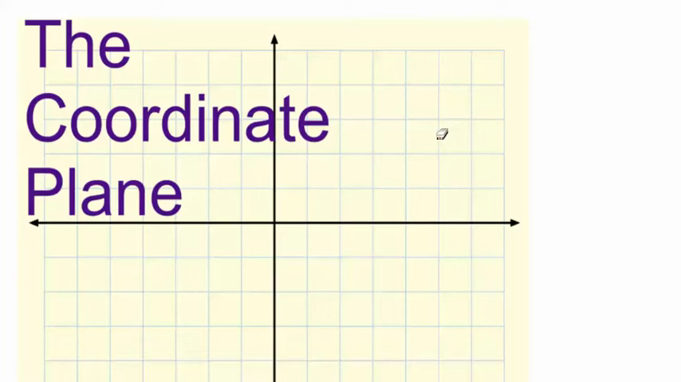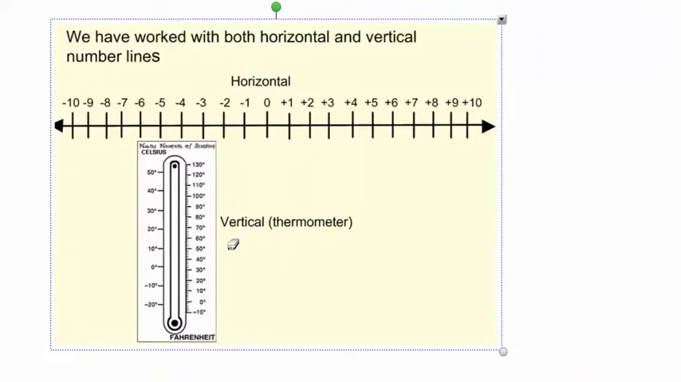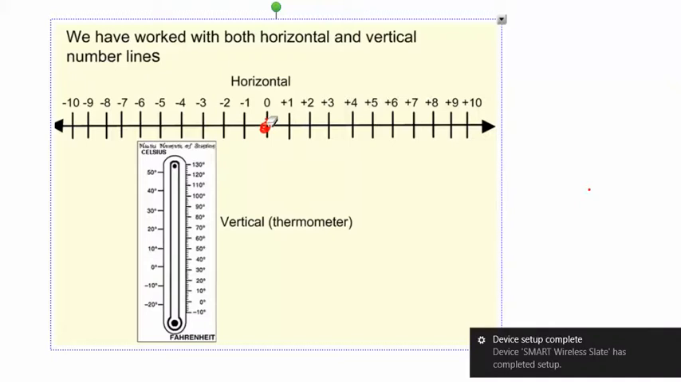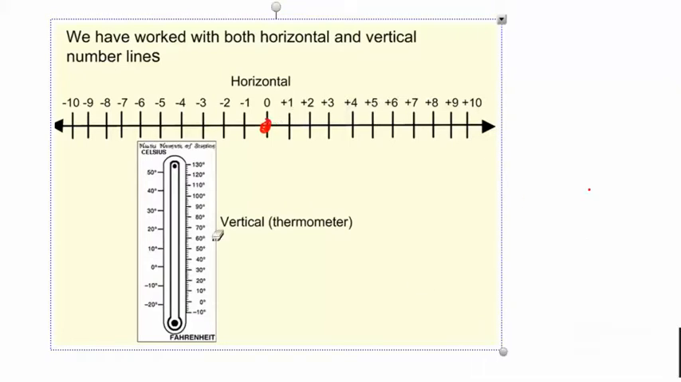All right, today's lesson is on the coordinate plane. I'm sure that you have had some experiences with it, but let's just talk a little bit about this. So we have worked with both horizontal and vertical number lines. So a horizontal line might look like this. So knowing that we have a 0 here, and all of our positive numbers go to the right, and then from 0 to the left are all of our negative numbers, okay?